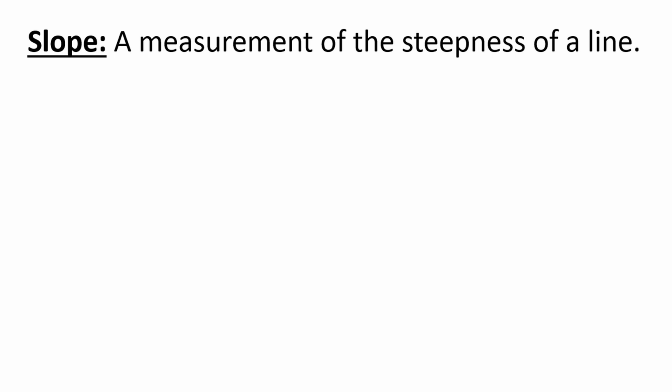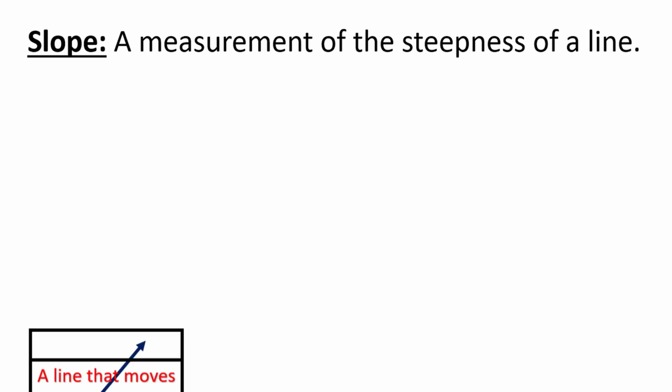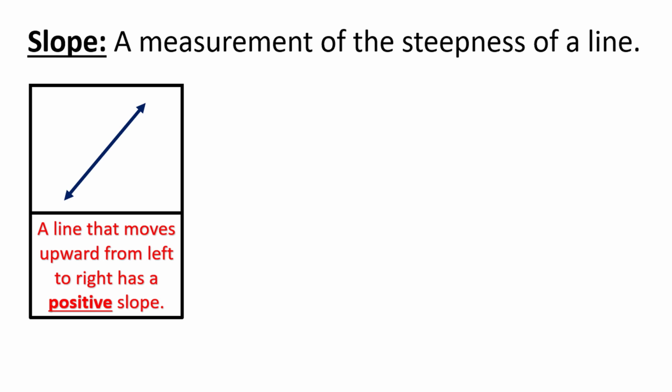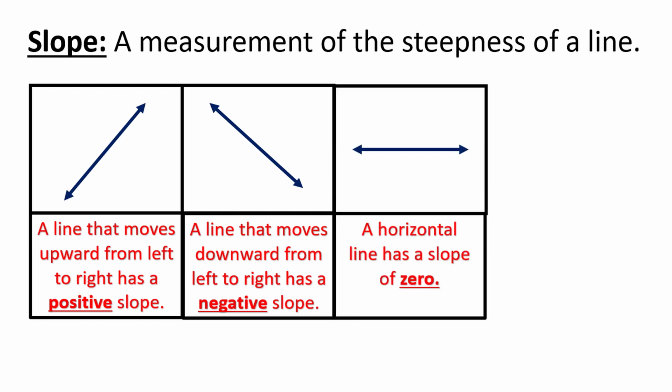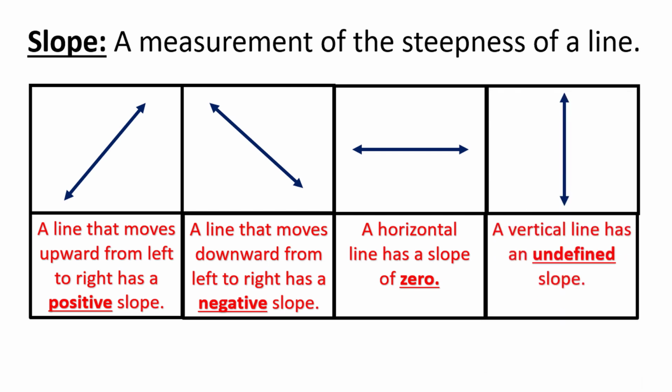Recall that the slope of a line measures how steep that line is. There are four different possibilities. A line that moves upward from left to right has a positive slope. A line that moves downward from left to right has a negative slope. A horizontal line has no steepness and therefore has a slope of 0. We classify a vertical line as having an undefined slope.